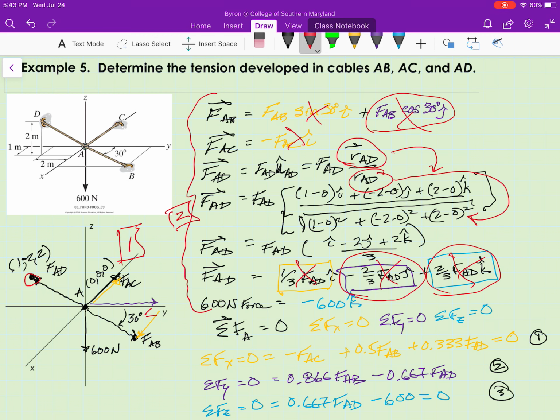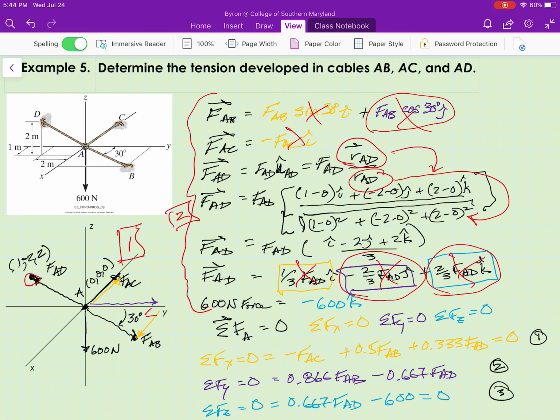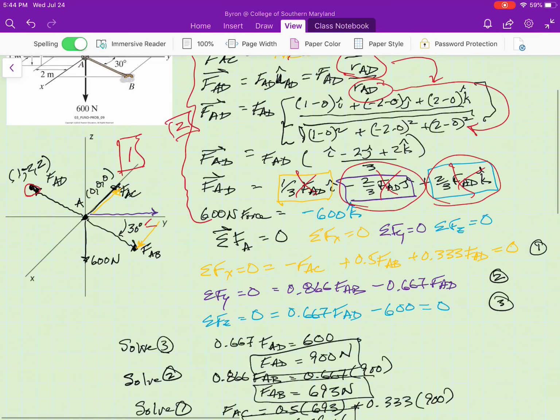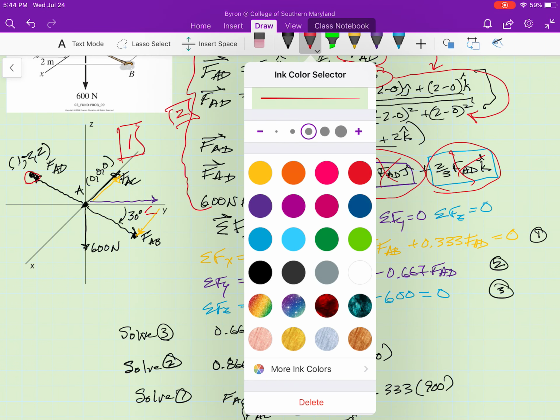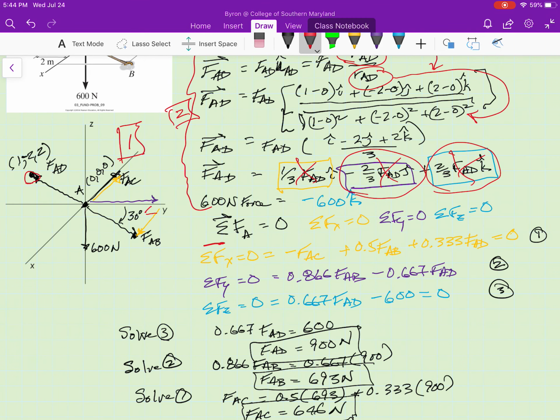Step three was to use the scalar equations, the sum of the forces in the x equals 0, the sum of the forces in the y direction equals 0, and the sum of the forces in the z direction equals 0, which are the conditions for equilibrium of a particle. And we did that. So here's step three.